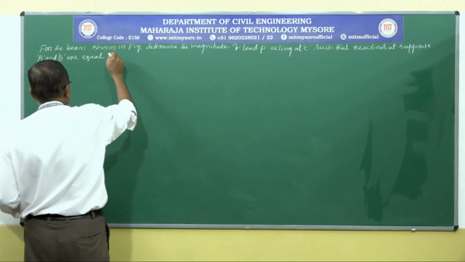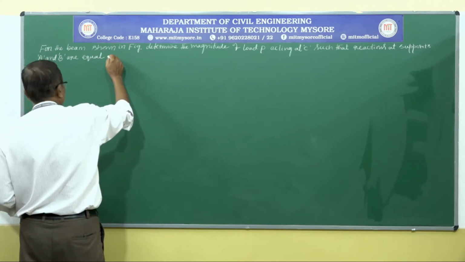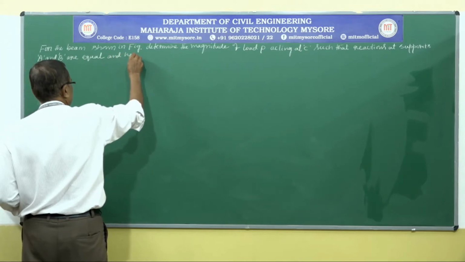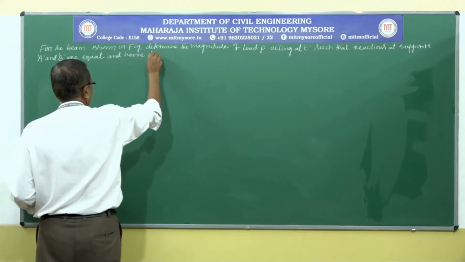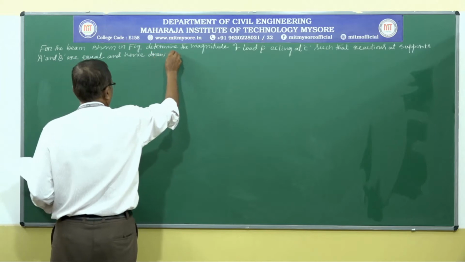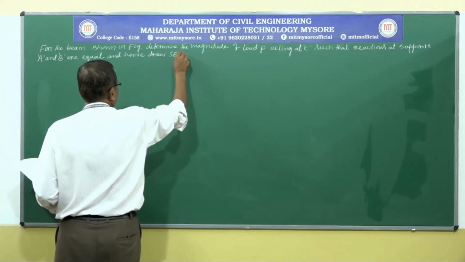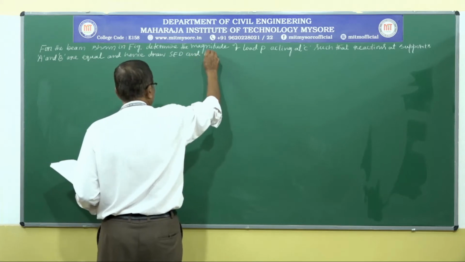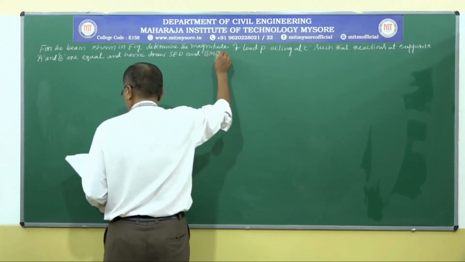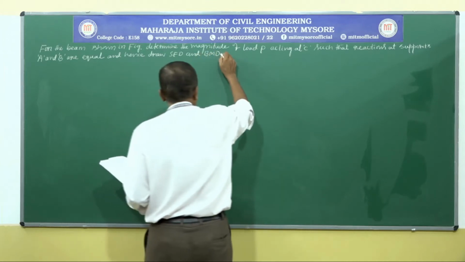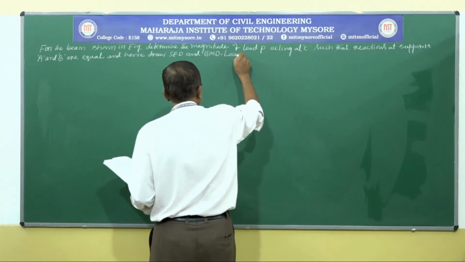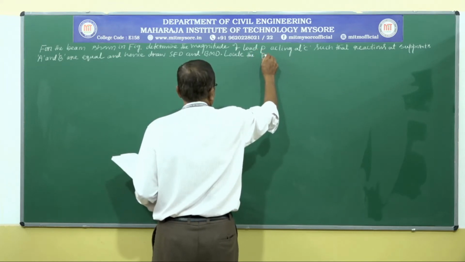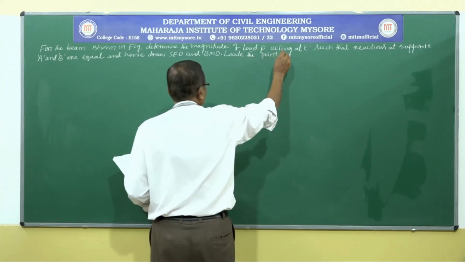And hence draw SFD and BMD. Full stop. Locate the point of contraflexure.